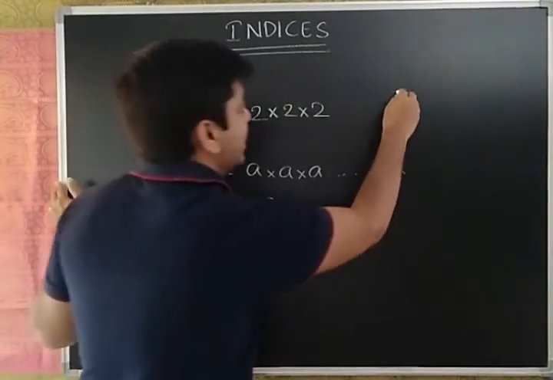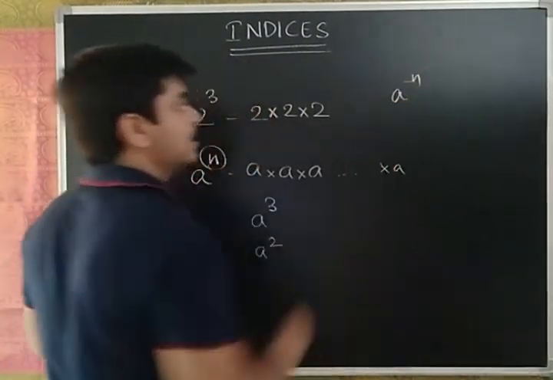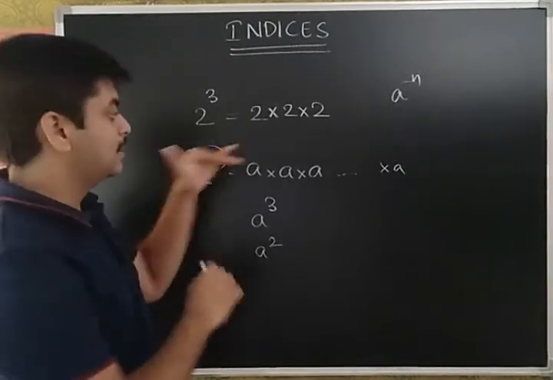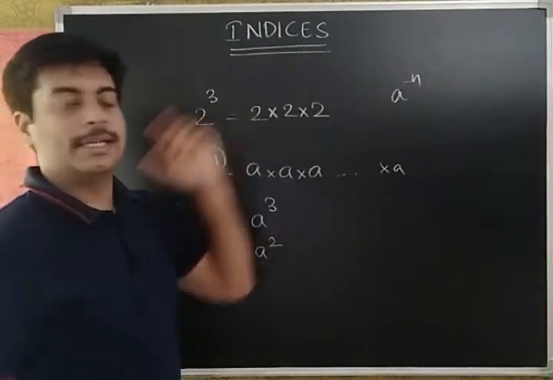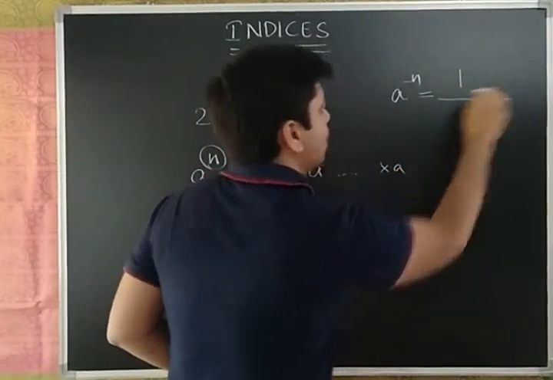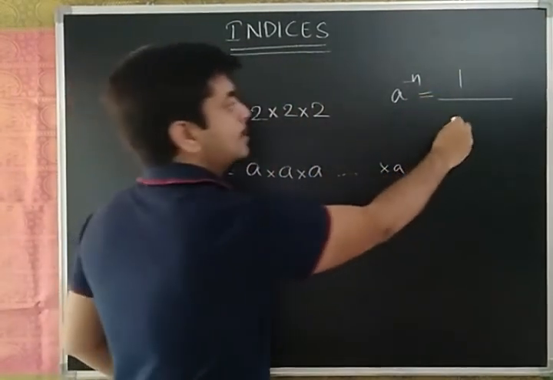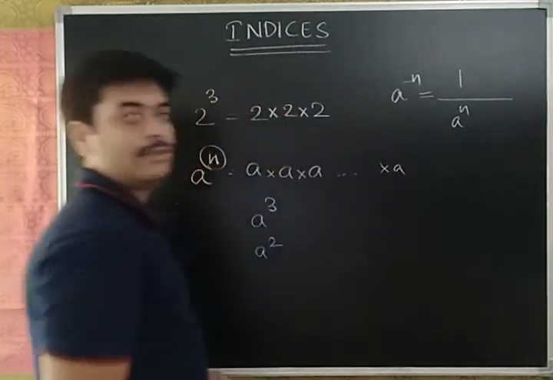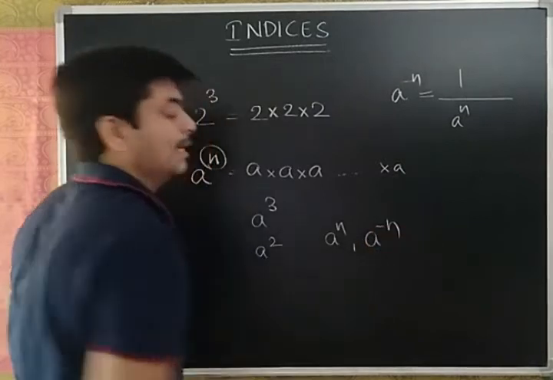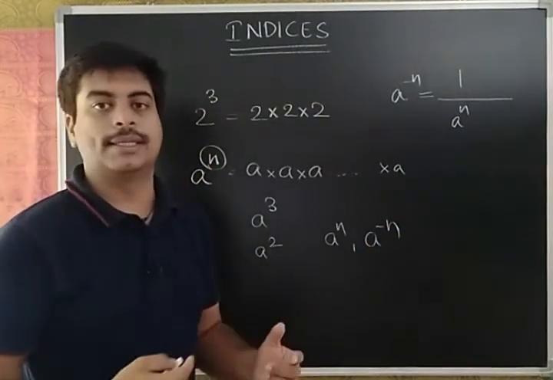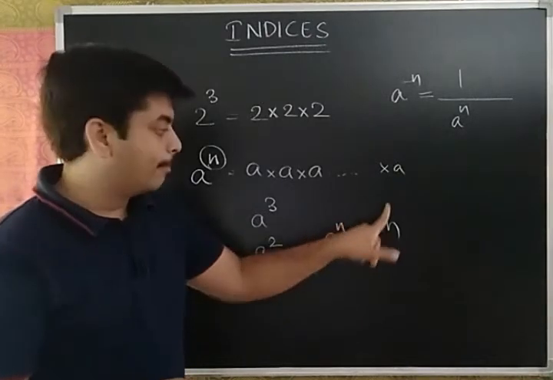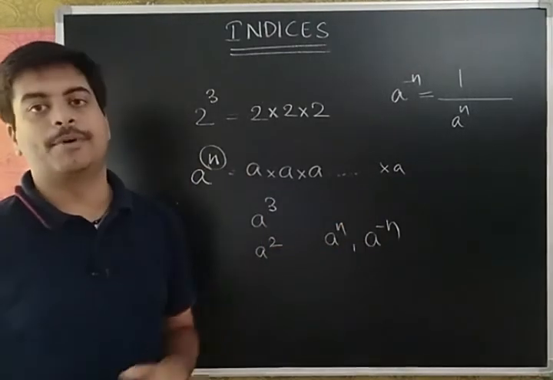Similarly, what is a power minus n? Do we have anything such as a power minus n? Yes. It is nothing but just the reciprocal of this. We represent that as a power minus n. This is 1 by multiplying a n times, that is a power n. A power n and a power minus n are both reciprocal terms to one another. 1 by a power n will give you a power minus n. 1 by a power minus n will give you a power n.